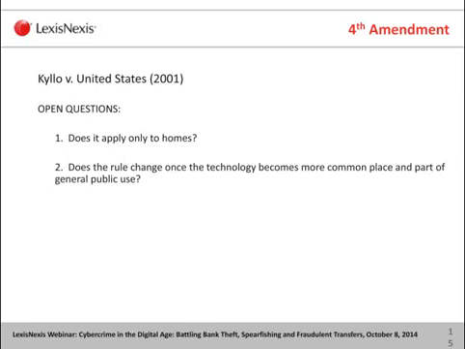Another issue left open by Kyllo was whether this rule is going to change if this technology becomes more common. I don't think thermal imaging is there yet, but we can look at other things that have become quite common. For example, in 2001 the smartphone wasn't that common, but today it's almost ubiquitous. Is that going to change some of the analysis that the Supreme Court relied on in a case like Kyllo? Those are the enduring questions left by this case.